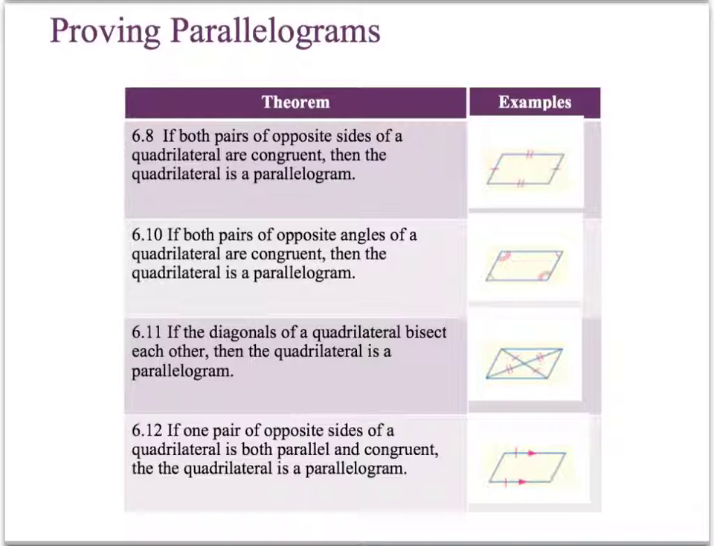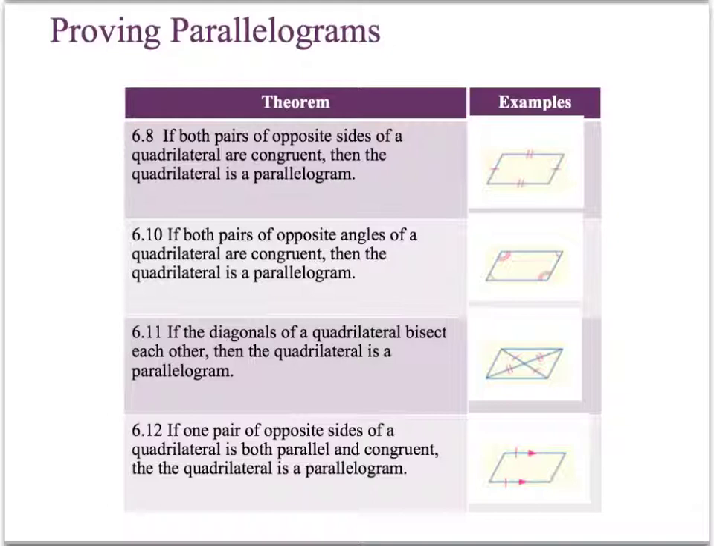6.9 says that if an angle of a quadrilateral is supplementary to both its consecutive angles, it is a parallelogram. We'll talk about that in class tomorrow. Don't worry about writing that down tonight. I'll have that for us to write. Okay, that's interesting. I don't know how that's going to look on the video, but we'll see.